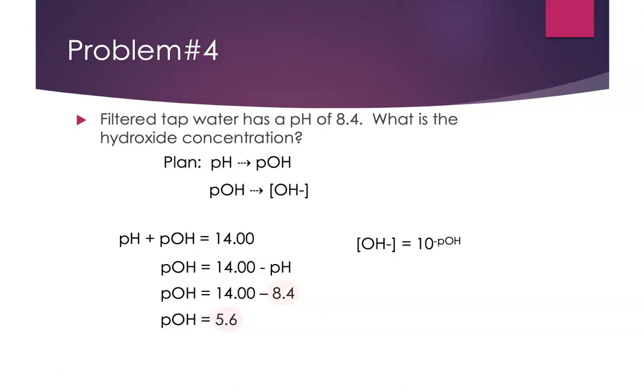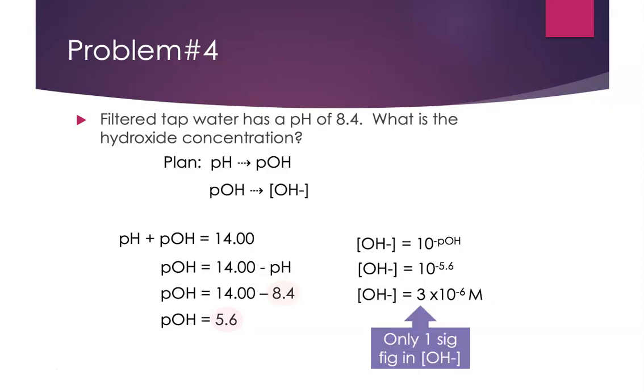Once I know the pOH, I know 10 to the minus pOH will give me the hydroxide ion concentration, because I have all these equations. So I can substitute in that pOH. Remember, I have to have that negative 5.6. 10 to the negative 5.6 will give me the hydroxide ion concentration, and I get an answer of 3 times 10 to the minus 6 molar. Again, I only get to have 1 sig fig in this final concentration for the hydroxide ion concentration.